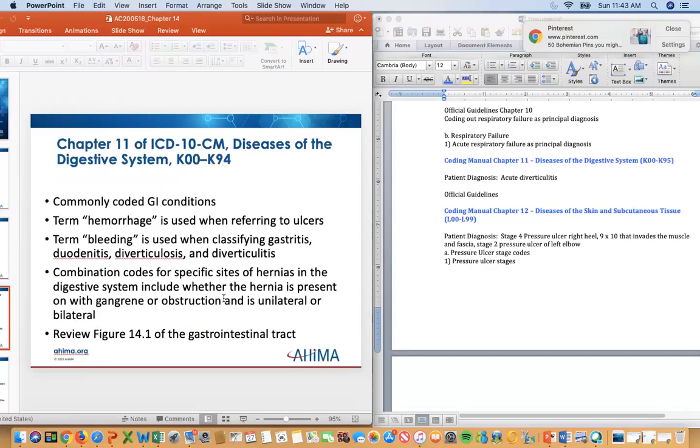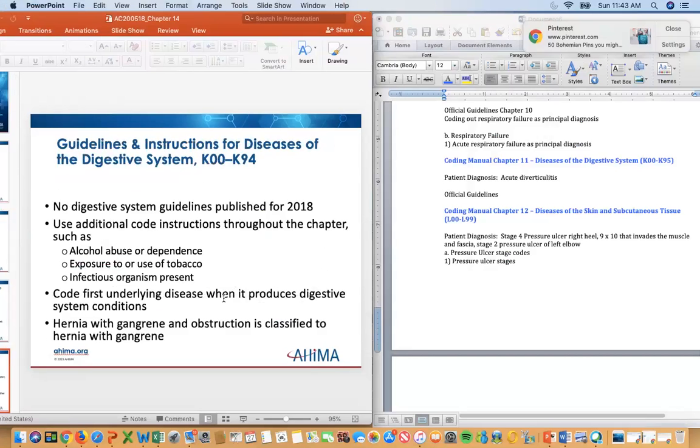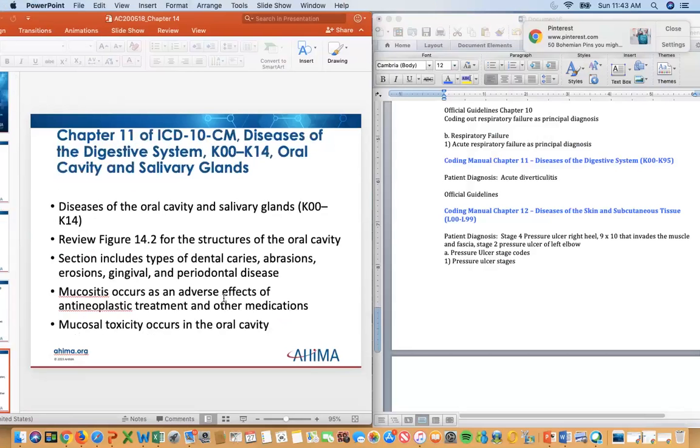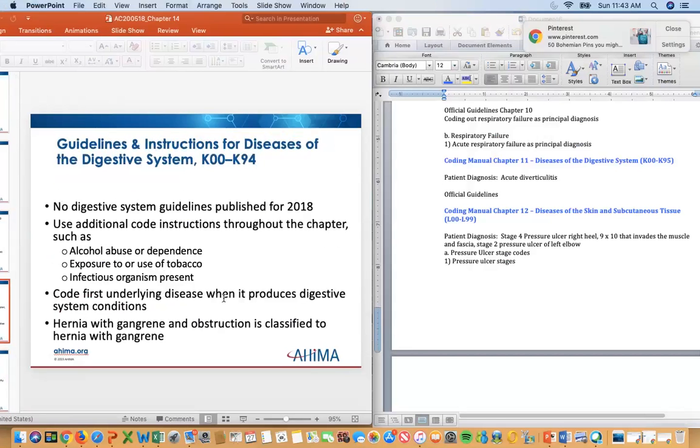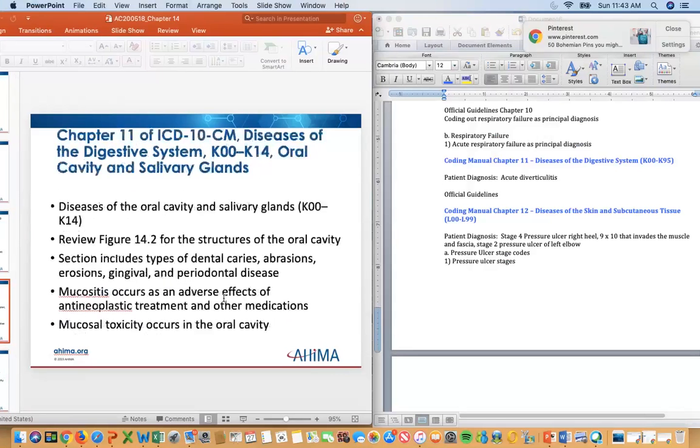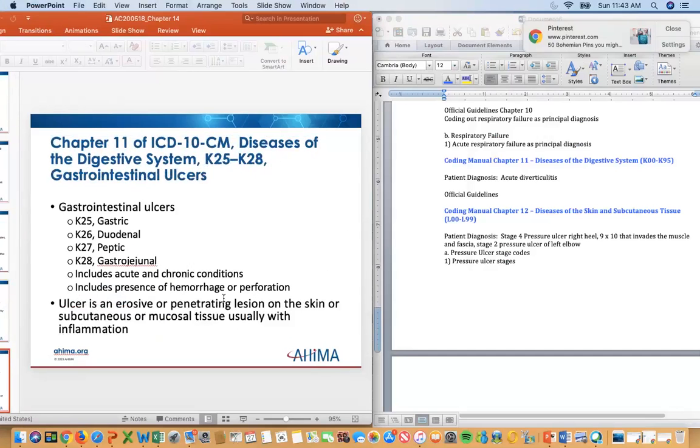Again, be familiar with the terminology that is included in that. There could be codes that are combination codes. Use additional code. Obviously, code out the underlying condition that's causing the patient to come into the hospital. Always think of that when you're coding something out. What is causing them to come to the hospital? What was the focus of the care?